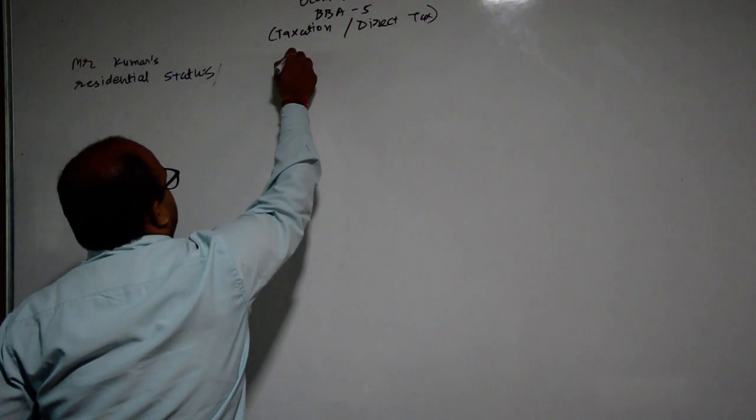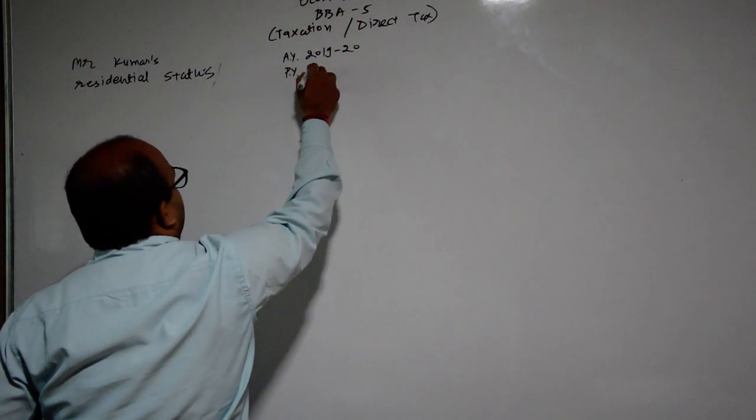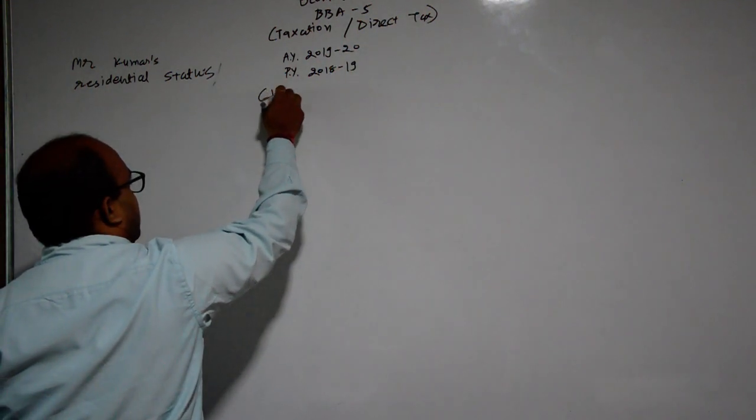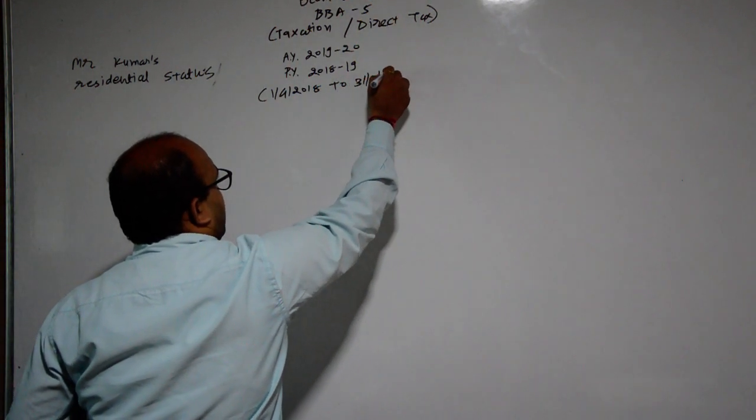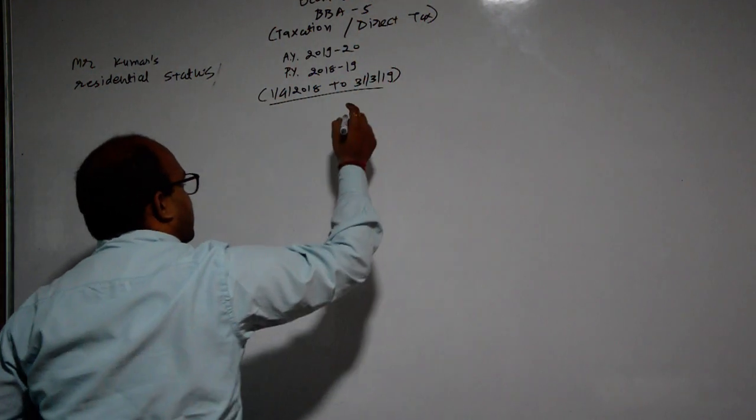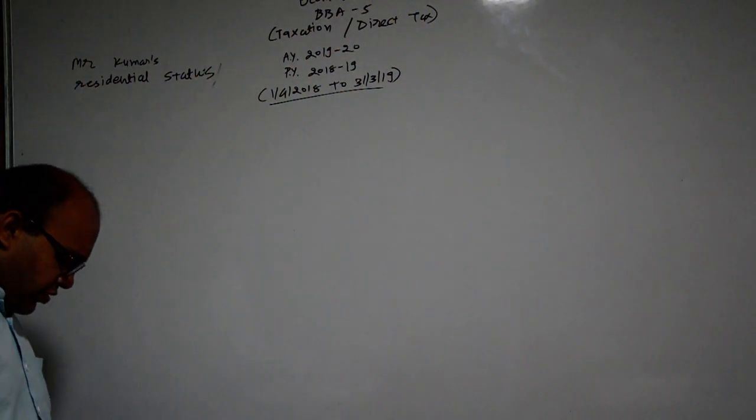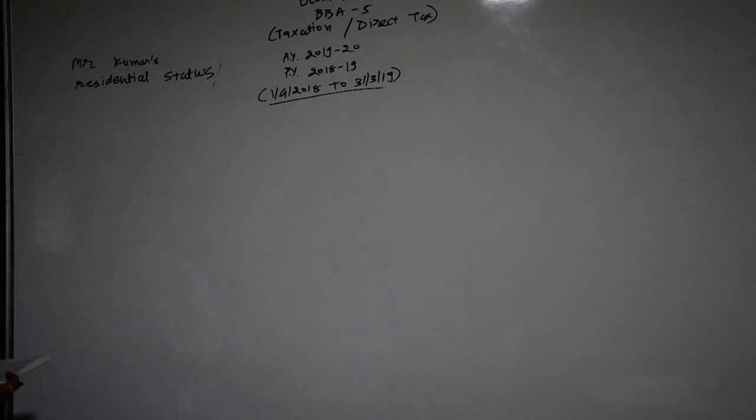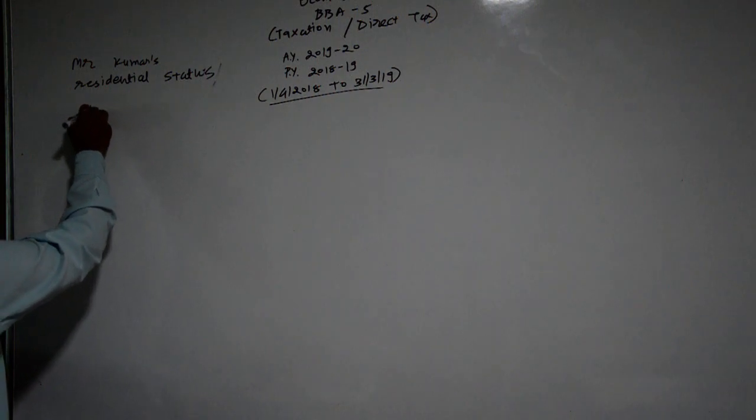Assessment year 2019-20 and previous year 2018-19. It means which time period? 1st April 2018 to 31st March 2019. This time period is considered for his residential status. So please check first of all on which date he is coming to India. He comes to India on 20th October 2018.